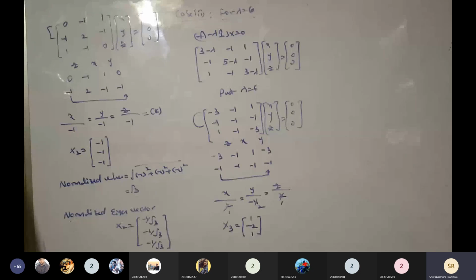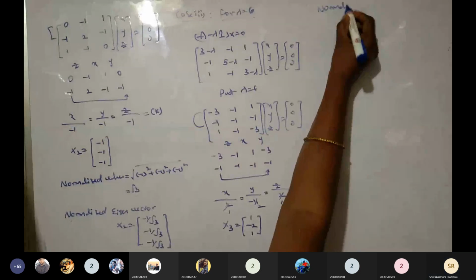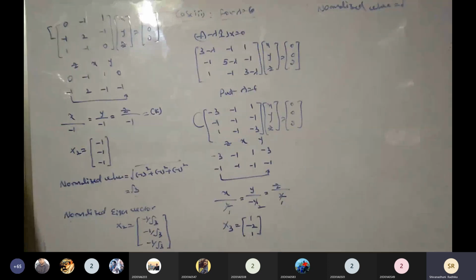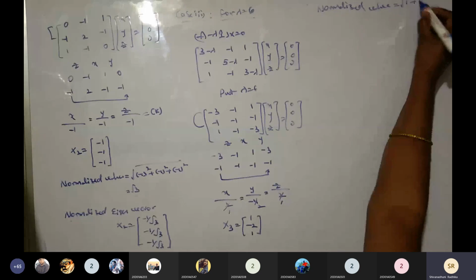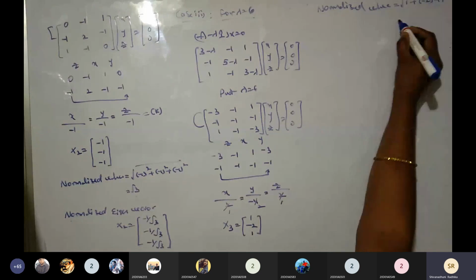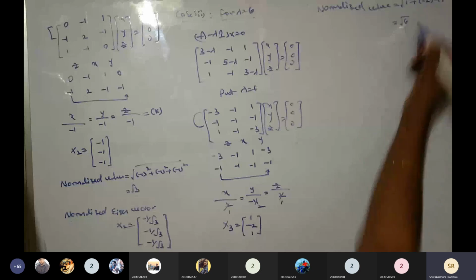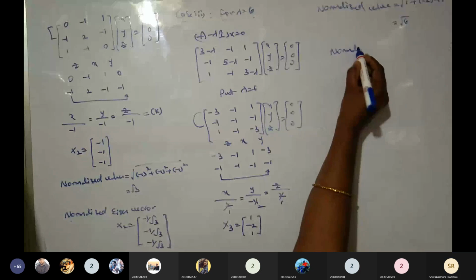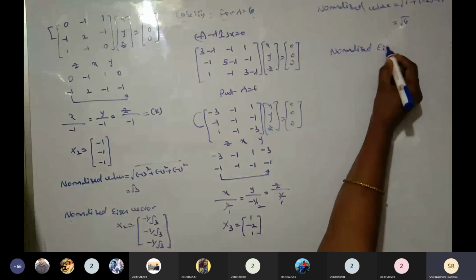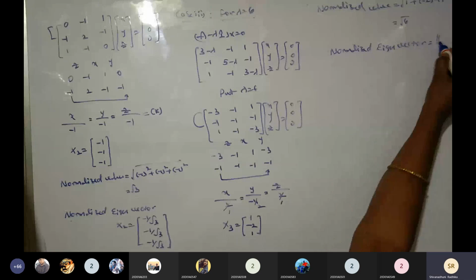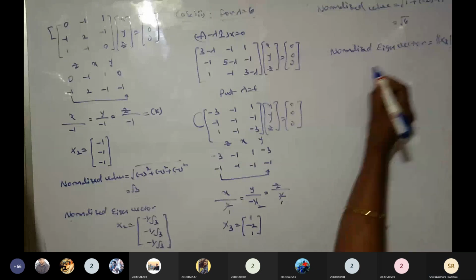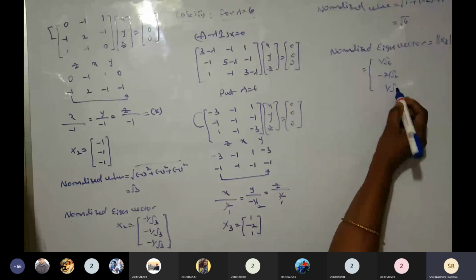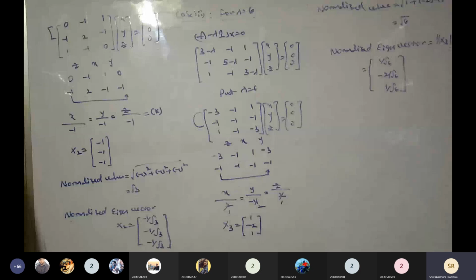Now the normalized value. What is the normalized value here? Under root of 1 square plus minus 2 whole square plus 1 square. So that equals 4 plus 1, 5, plus 1, 6. Root 6 is the normalized value. Then the normalized eigenvector x3 equals 1 by root 6, minus 2 by root 6, again 1 by root 6. The total 3 normalized eigenvectors are completed.